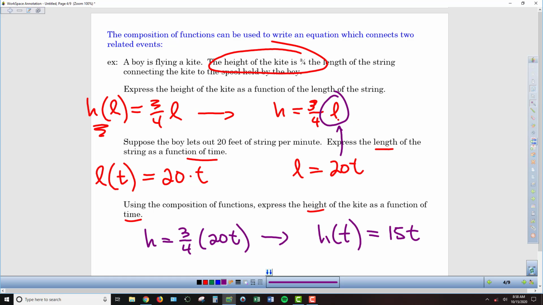So this is how we can use a composition of functions to make the leap from time to height instead of having to have that intermediate step of figuring out the length of the string.